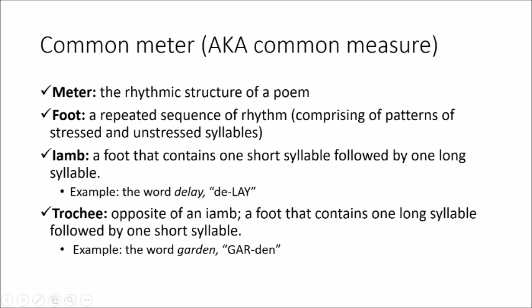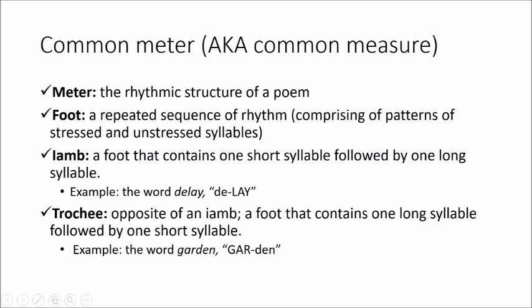So the word that we use for this is a metric foot, and a foot is a repeated sequence of rhythm comprising of patterns of stressed and unstressed syllables. So a foot has 2 or 3 syllables in it, and they follow a certain pattern. So the most commonly used foot in English poetry is called an iamb, and that simply means a foot that contains 1 short syllable followed by 1 long syllable. So our example of an iamb is the word delay, right? You don't say delay, you say delay.